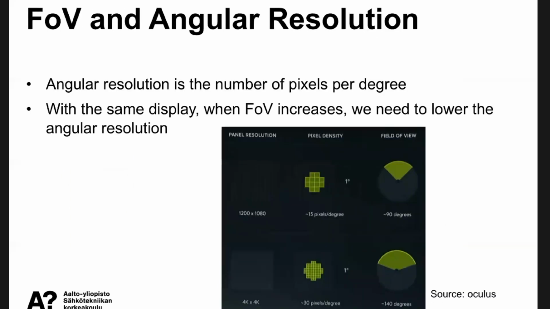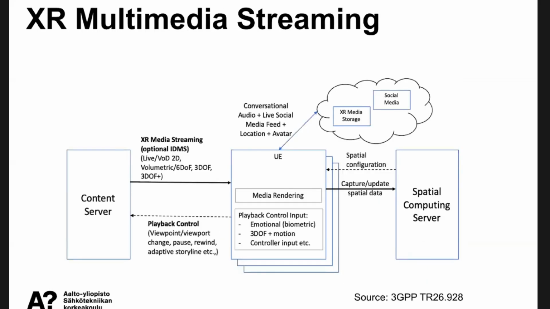Okay, so we have now explained the basics: what kind of video is expected, what kind of resolution, especially that's related to the rendering we are going to talk about later, and also what kind of interaction is expected there. And now we come to see how this kind of XR would be implemented in the 5G environment. There are different types of AR applications, so we take XR multimedia streaming as one example.